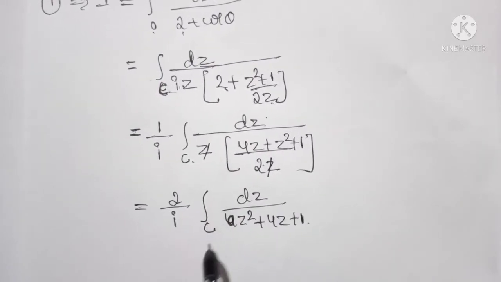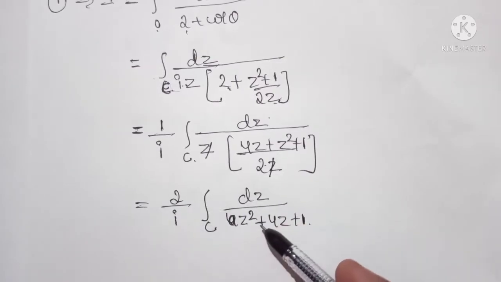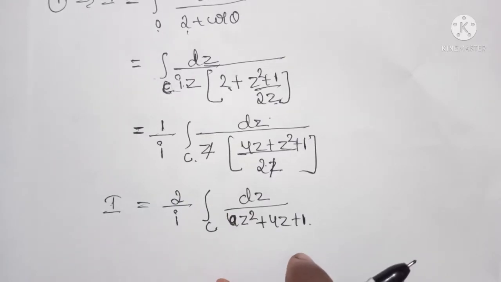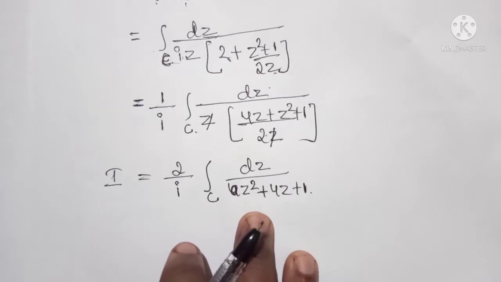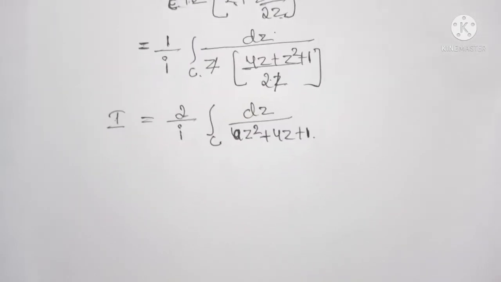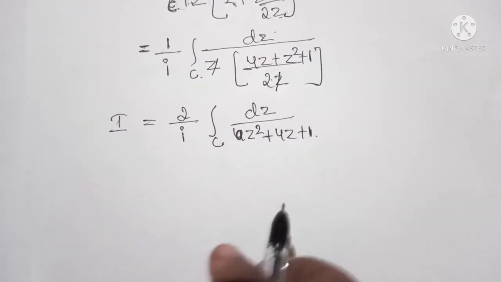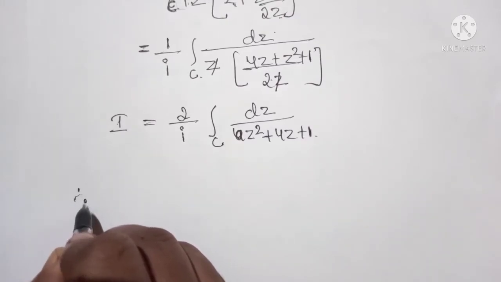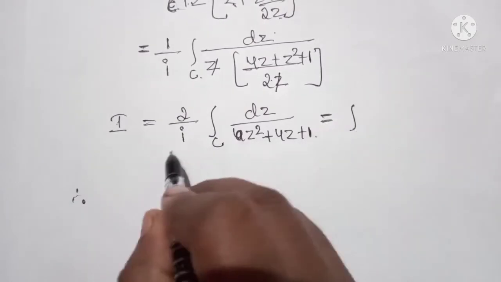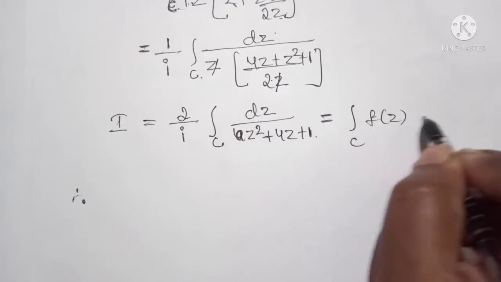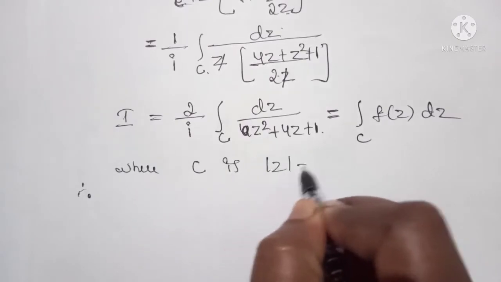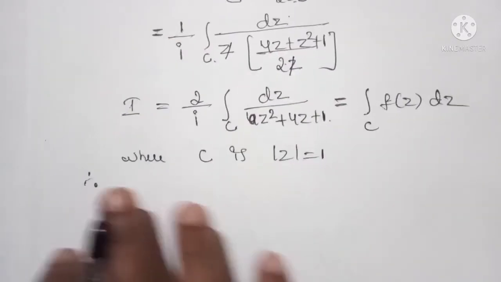Okay, so now it is totally a function of z. Given integral becomes a function of z. So the value of this integral can be found by using calculus of residues, that is Cauchy's residue theorem. So therefore we treat this as integral c f of z dz, where c is the unit circle. Already we have discussed in the procedure part.